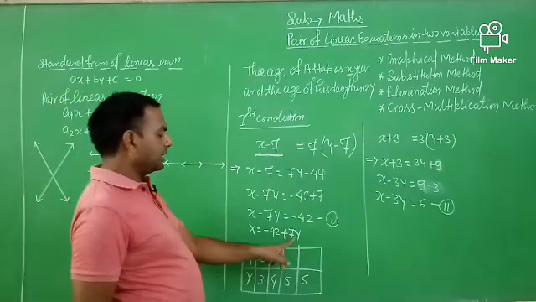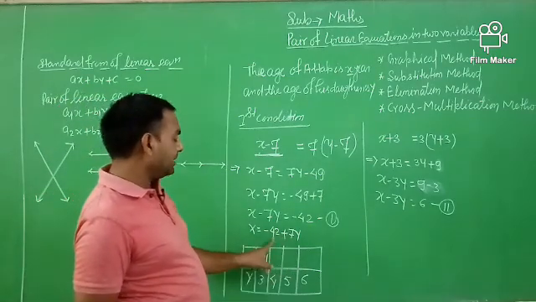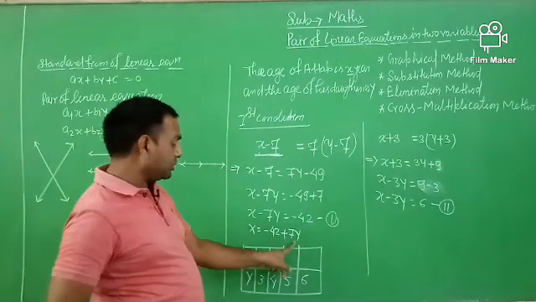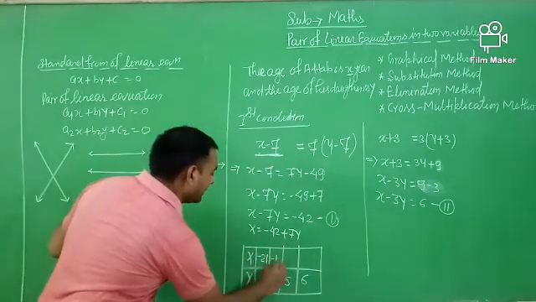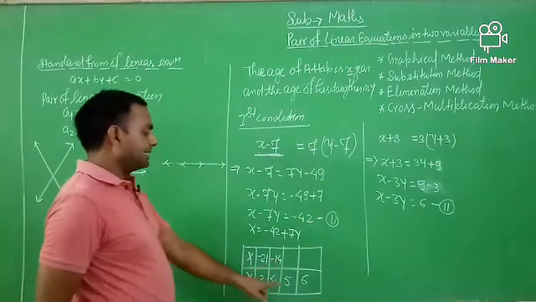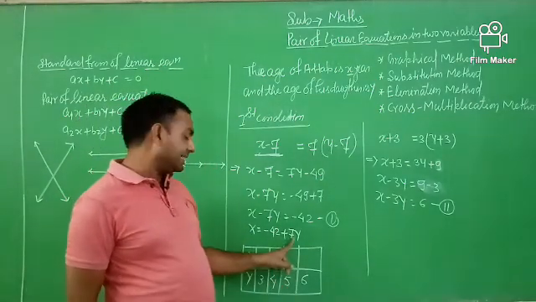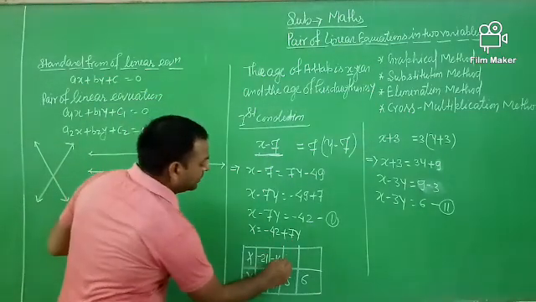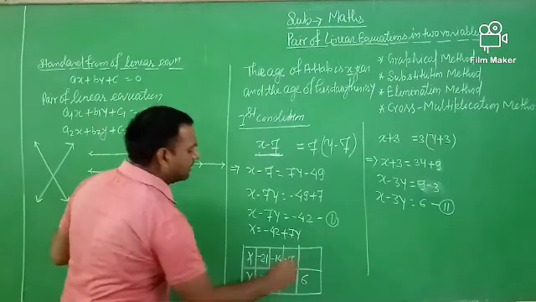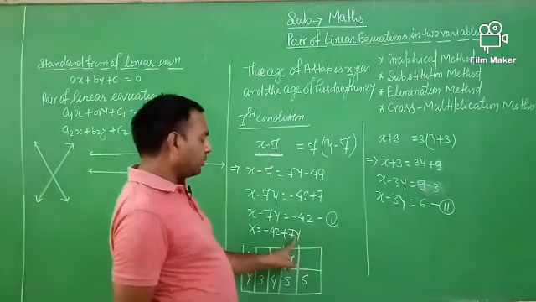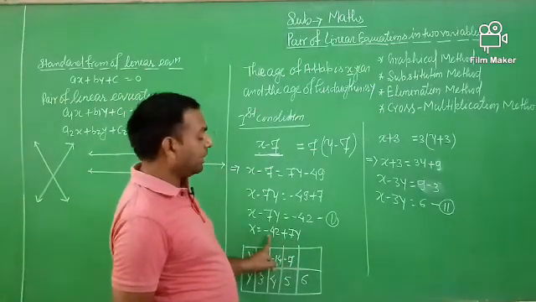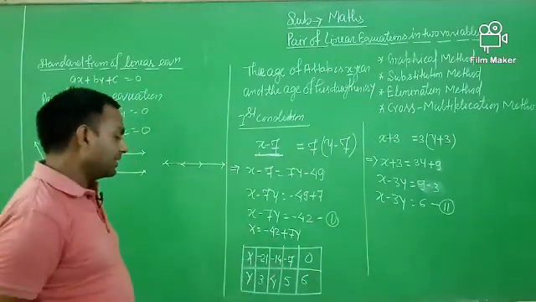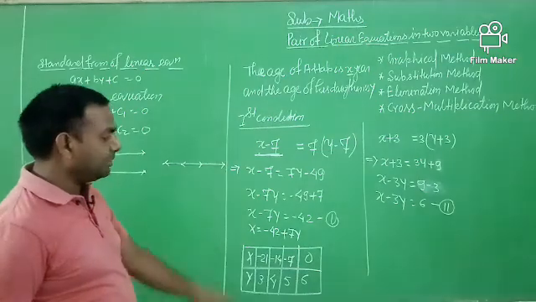Second, 7 4s are 28, 28 and here is 42. 42 is negative and 28 is positive, so this is equal to minus 14. 7 5s are 35, so this is 35 positive and this is negative, so this is equal to minus 7. After that 6 7s are 42, 42 positive and negative, so it is equal to 0. So these are the values of x and y.